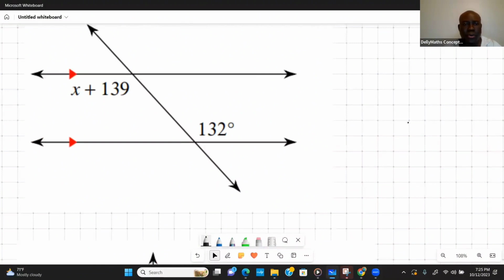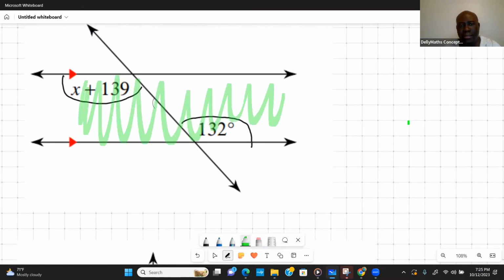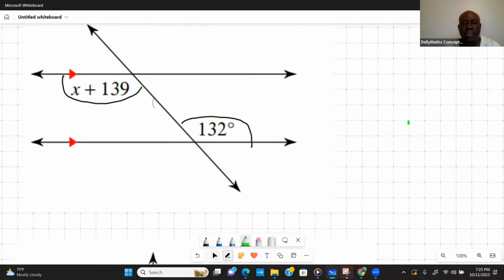This problem that we're looking at, we're seeing where we have 132 here, and then we have this angle here. Both angles are within the parallel lines. So if you take a look, these angles are between the parallel lines. So because they're between the parallel lines, I'm thinking interior. But then if you take a look at the transversal, here it is.